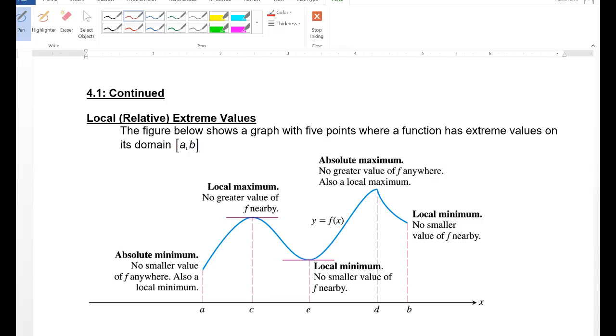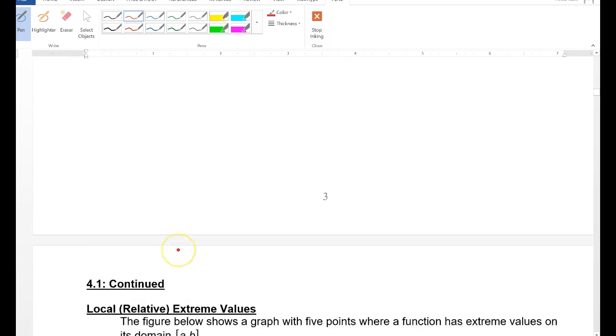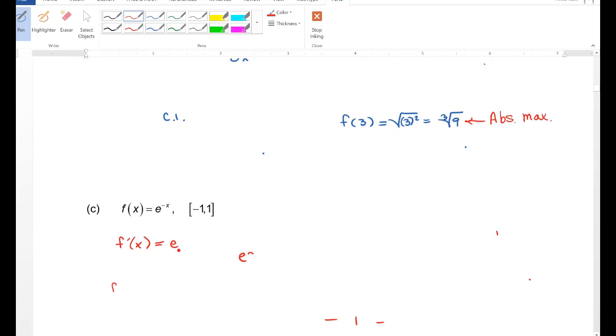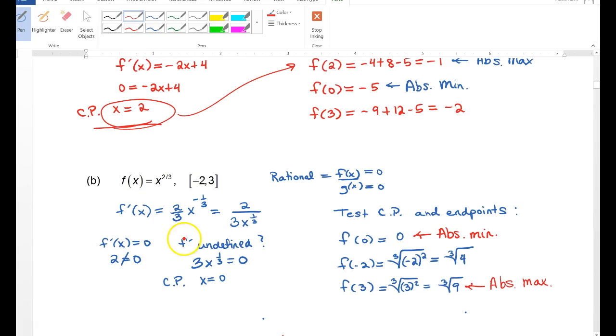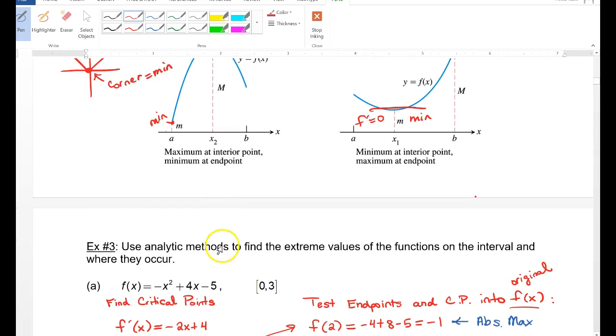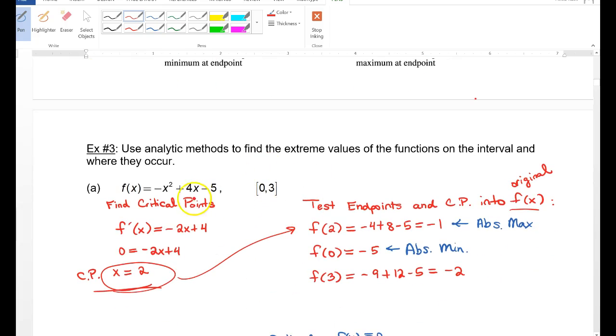Okay, so we're going to continue 4.1. So yesterday we talked about the extreme value theorem. And so some of the things that we had to have: a continuous function on a closed interval. And so here were some of the examples that we did.